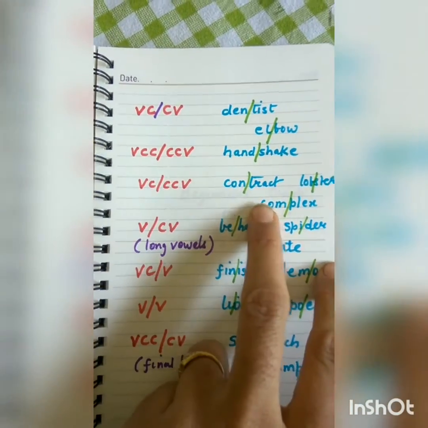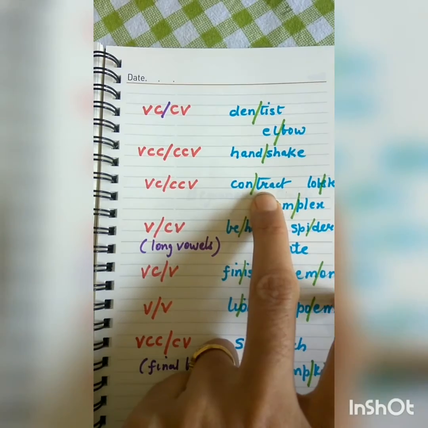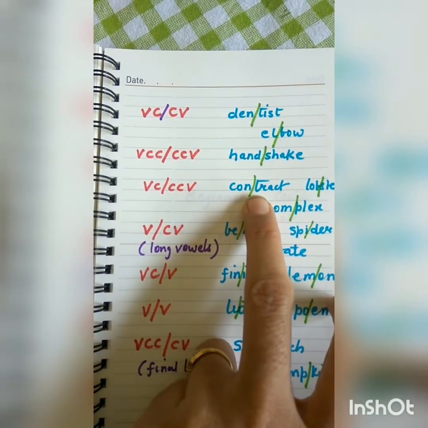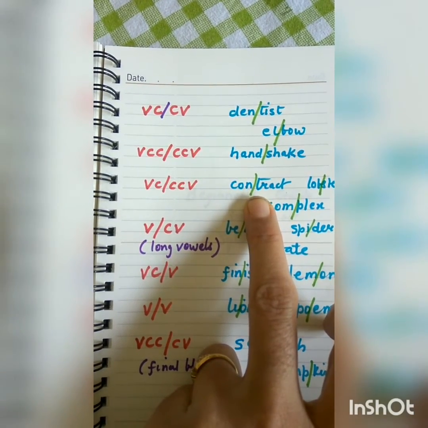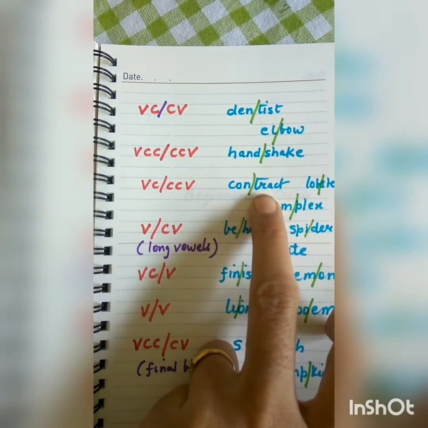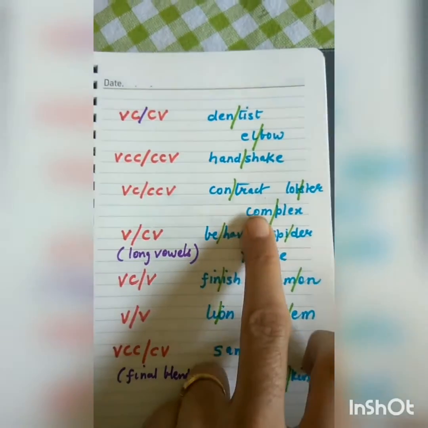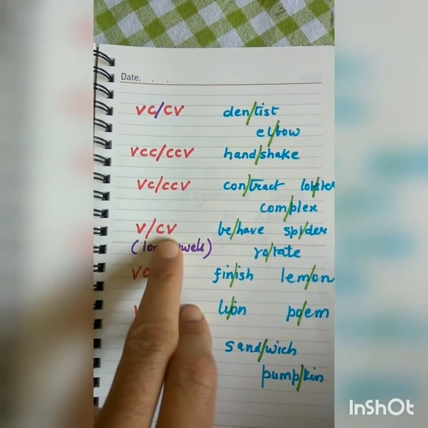Then is VC, CCV. There are three consonants in between. If you observe, the initial blend is there, TR. We have already gone through the rule that no syllabication happens in the blends. So, contract, lobster, complex.